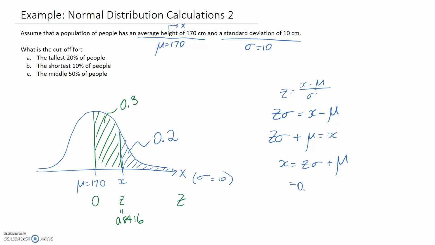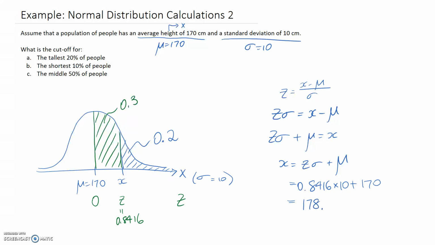So z is 0.8416, multiplied by, this is the standard deviation, which is 10, plus mu, which is the 170.